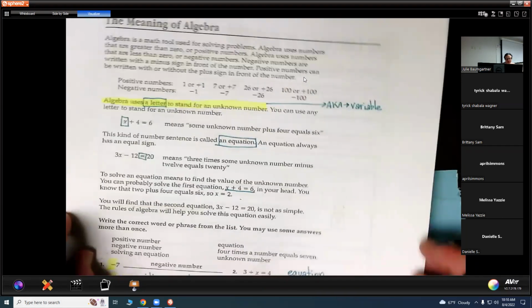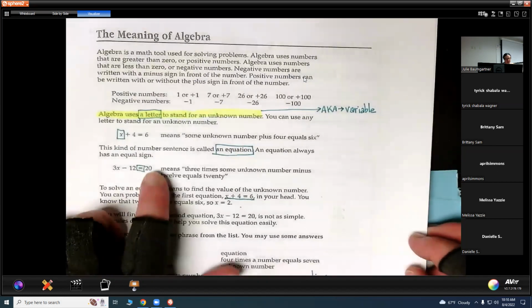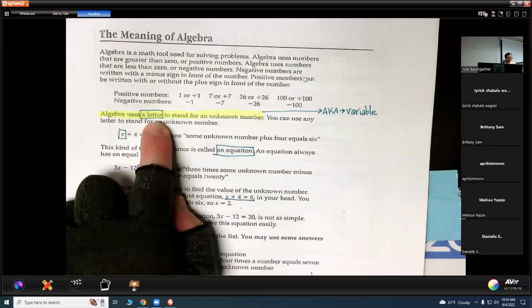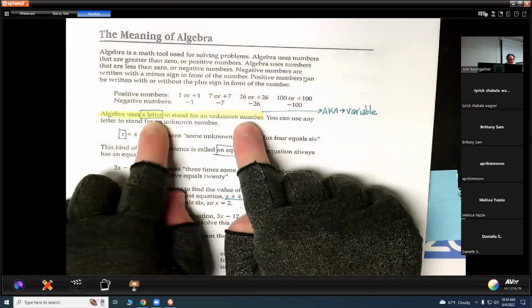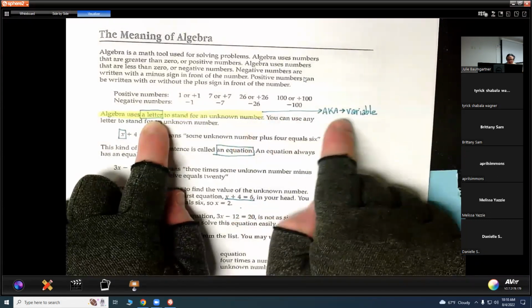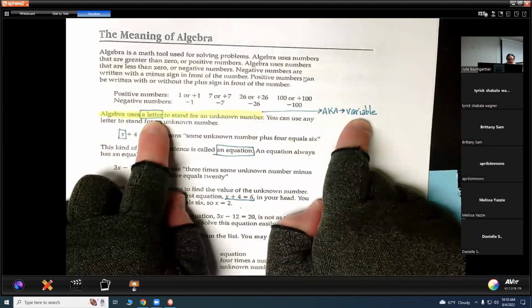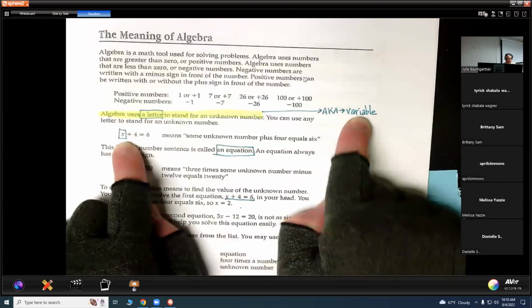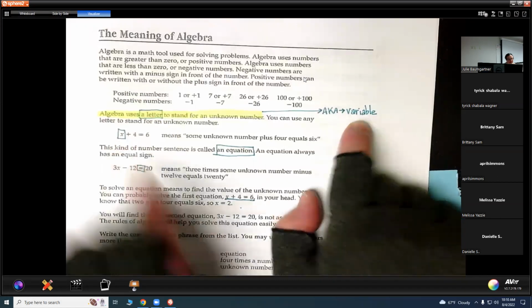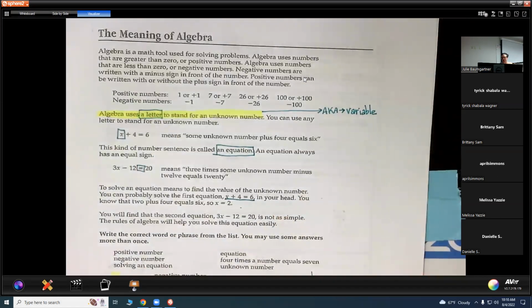So then we went into the idea of the meaning of algebra. And of course, the big thing that makes algebra is the use of a letter to stand for an unknown number. We call that letter standing for an unknown number a variable, and most often we like to use X. Probably just because we don't use X for a lot of words, at least starting words in English.